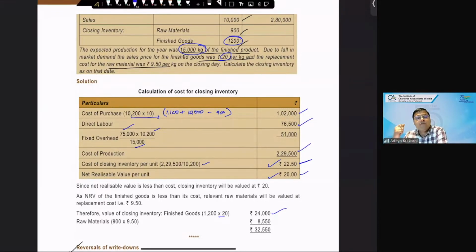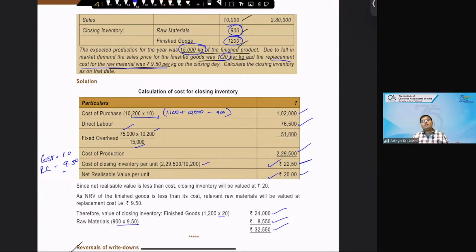So therefore, if you cannot find the NRV, you can take the replacement cost. You can take the replacement cost for that raw material. So as on this date, it was 9.5. So cost of raw material was 10. Replacement cost is 9.5. So lower of the two is 9.5. So your closing stock is 900 into 9.5, 8,550. So therefore 32,550 is going to be the valuation of your closing inventory.